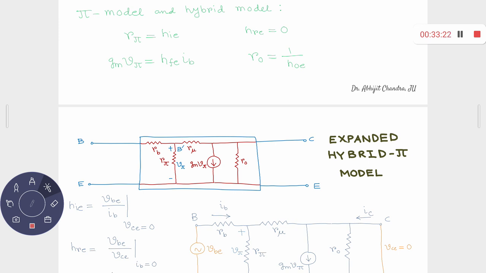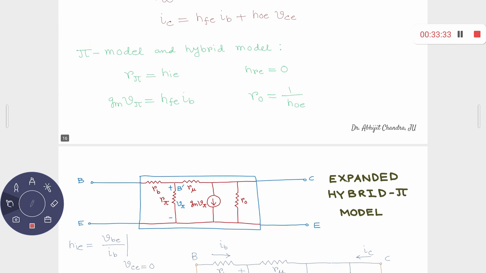Typically, that value is very small. R mu is in the range of a few mega ohms and R B is very small. Now, with this expanded model, we have already established that relation: R pi is equal to HFE by IB, HRE is equal to 0, and RO is equal to 1 upon HOE, with the simple pi model.